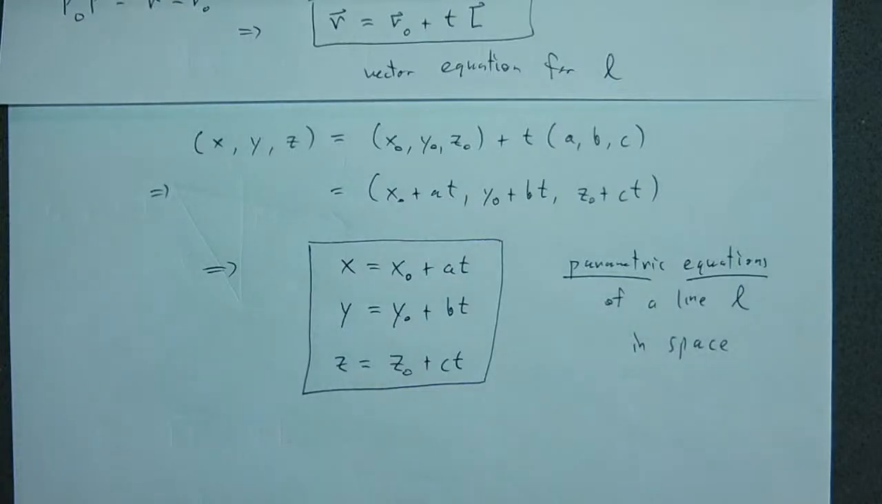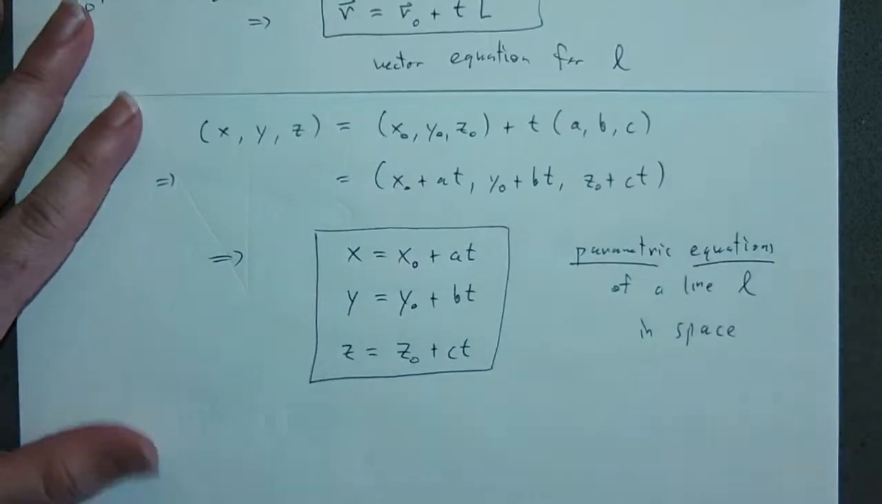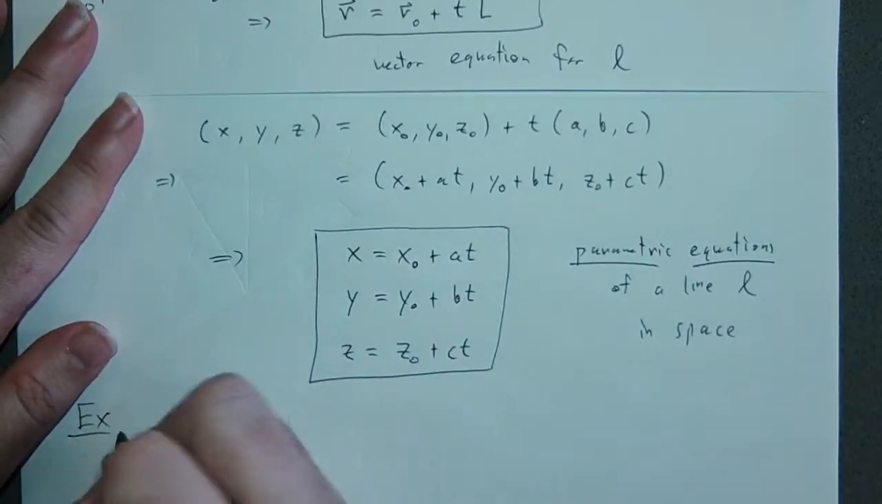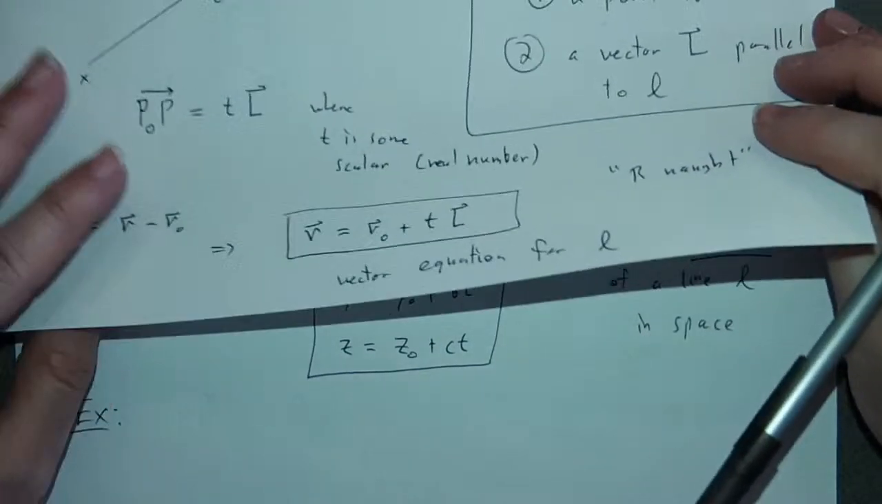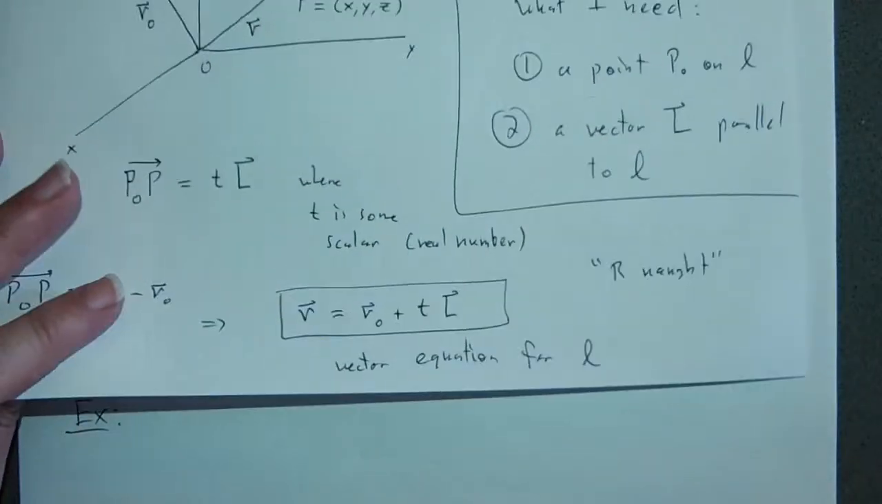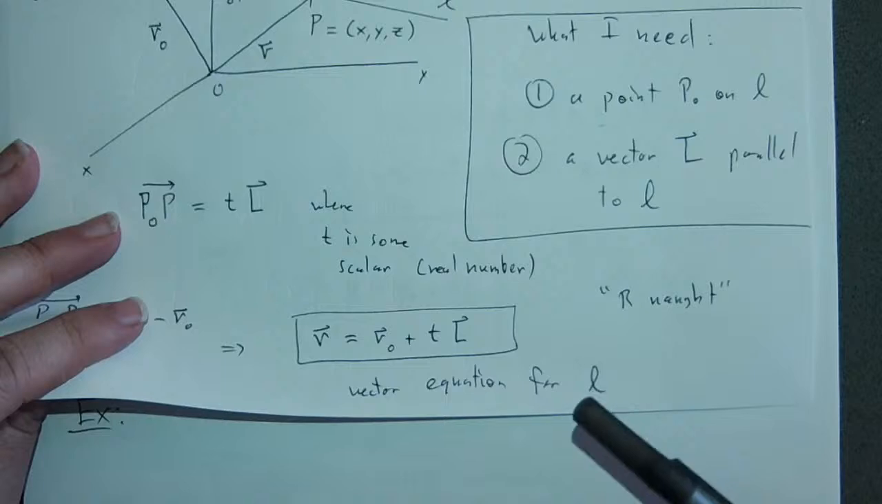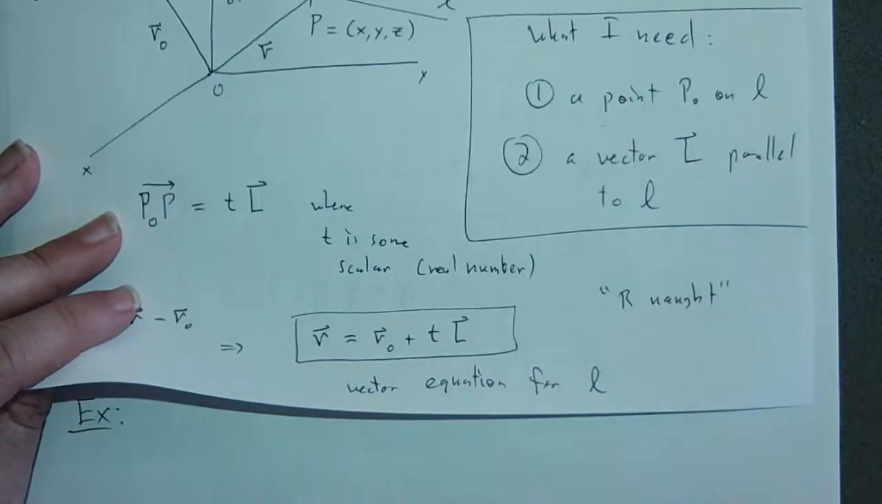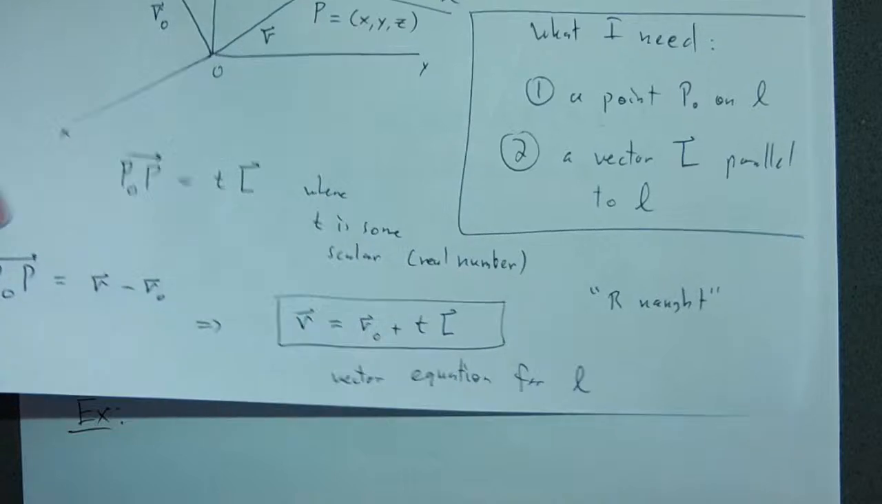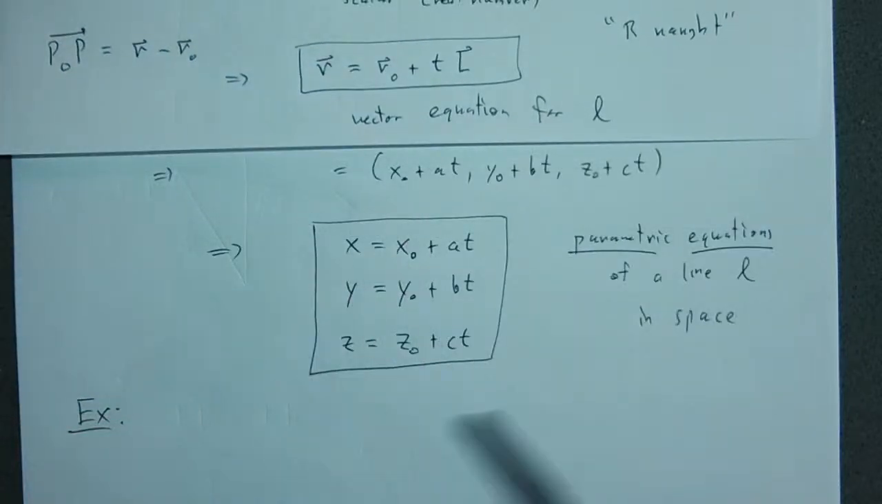Let's just do an example. The simplest possible thing, where you literally have to do almost no work, is when you're given exactly what you need in this form. What does this say you need? You need a point P naught on the line and a vector L that is parallel to the line. If you have that, then you can immediately write out the parametric equation. So let's do that. I'll use example 1 from 11.5 in the textbook.